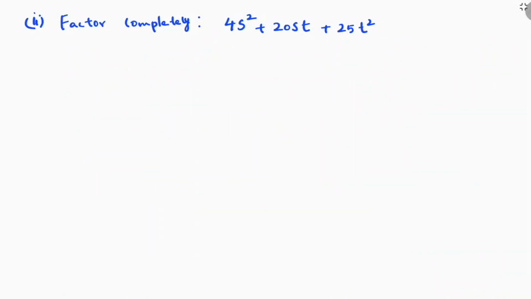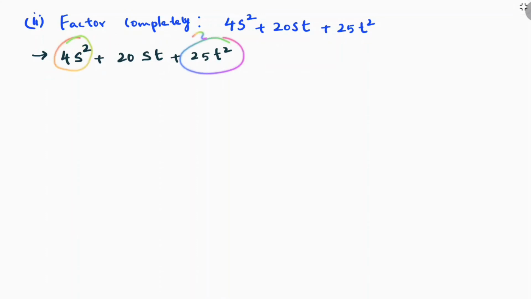Factorize completely 4s square plus 20st plus 25t square. So here 4s square plus 20st plus 25t square. If you observe, these two terms are like perfect squares. 4s square, 25t square. 4 is 2 square, 25 is 5 square. So it looks like a square plus 2ab plus b square, and a square plus 2ab plus b square I can write as (a plus b) whole square.